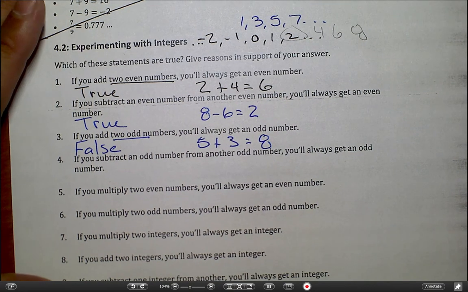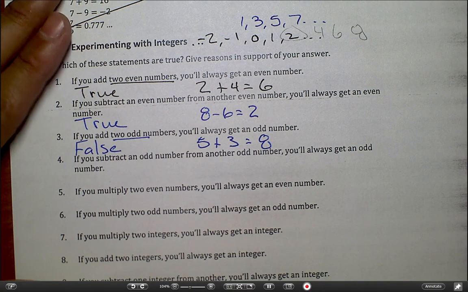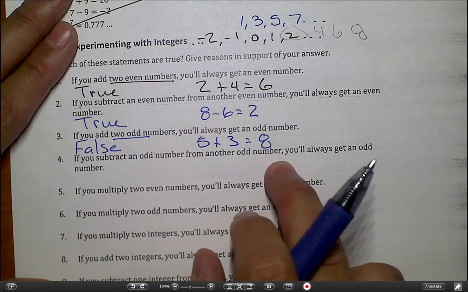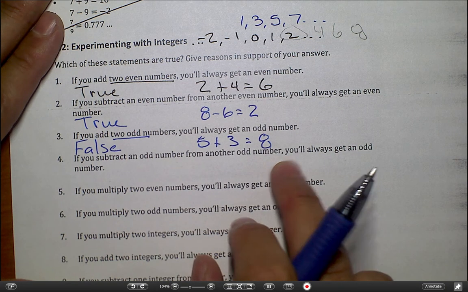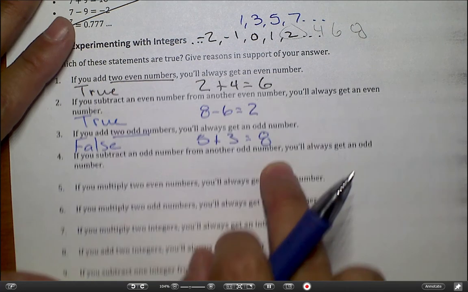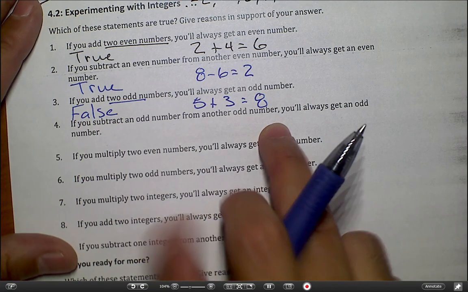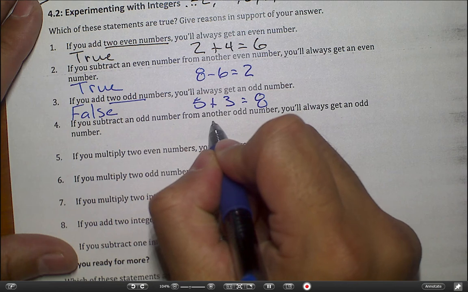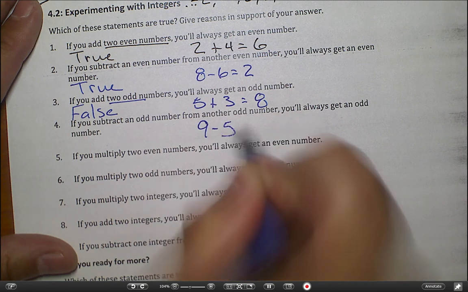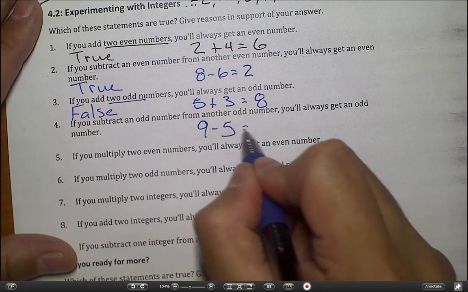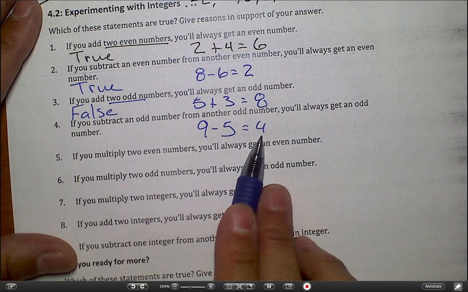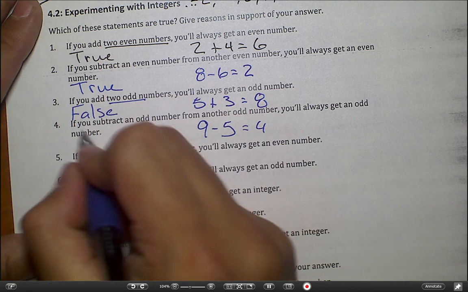Now, next one is subtract. If you subtract an odd number from another odd number, is that going to be true or false? False. You say false? Yes. Let's show me. 9 minus 5. 9 minus 5 is equal to 4, which gives me 4. So I have two odds, and I get an even.